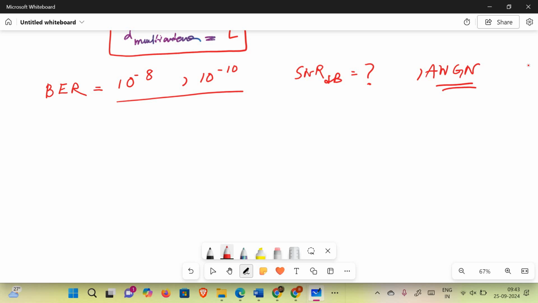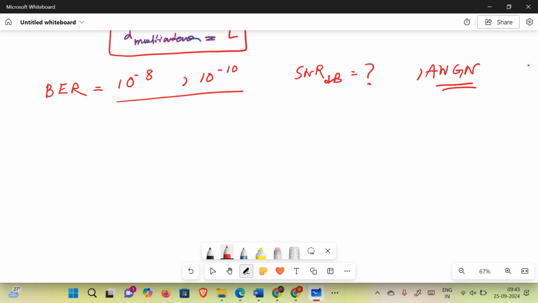Which formula are we going to use? Can anyone tell me how we are going to proceed with it? We have already solved questions like this before. First of all, is it an MRC? Is it an EGC? No. Basically, this is not a diversity based question.